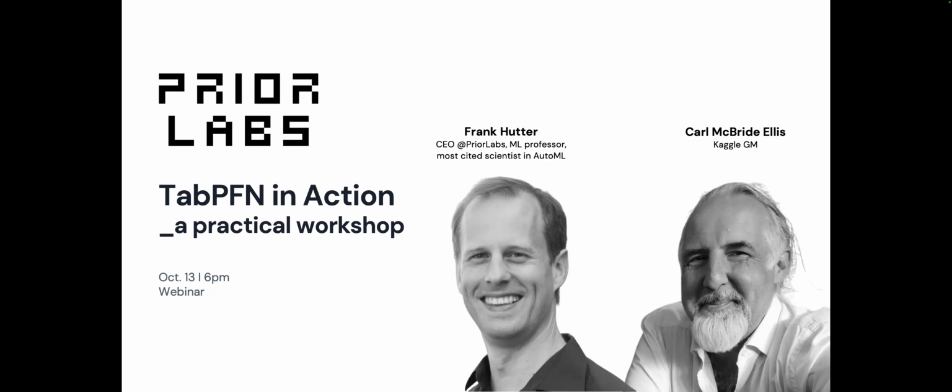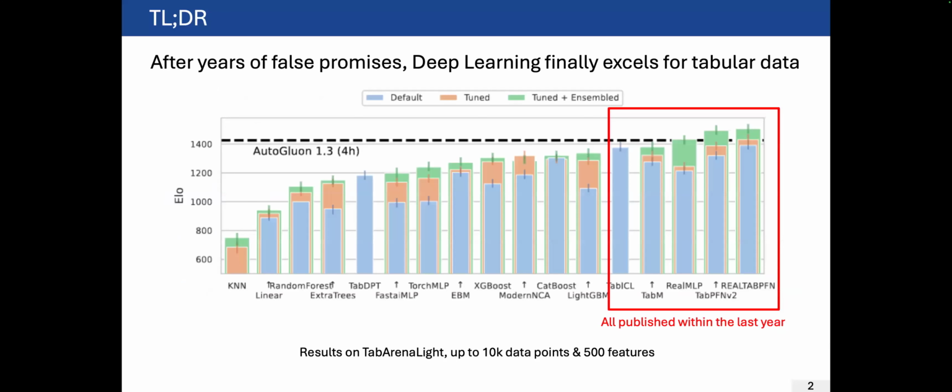First, I would like to give you a bit of an overview of what TabPFN can do and how it works, and then pass over to Carl. So the TLDR is that after years of false promises, where deep learning claimed to work really well on tabular data, now it actually does.